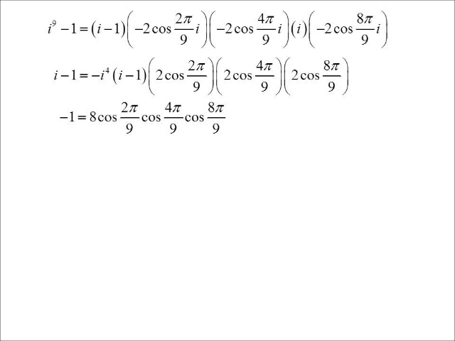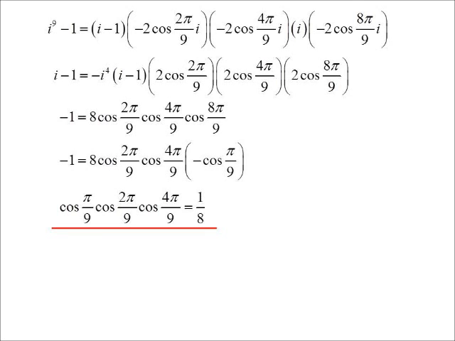Almost there, because they want a pi on 9. So I'm going to play with the 8 pi on 9. 8 pi on 9 is in the second quadrant. So it's the same as the negative of the cos of the acute angle, which would be pi on 9. And so eventually we get an answer. Told you you'd enjoy that. All right.